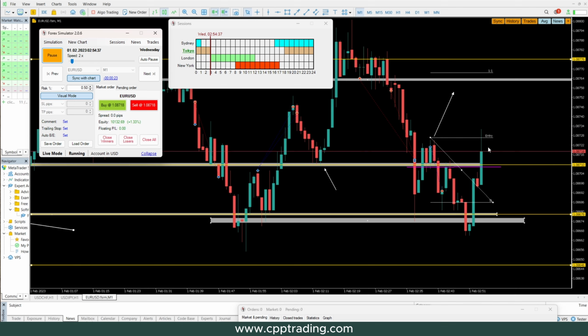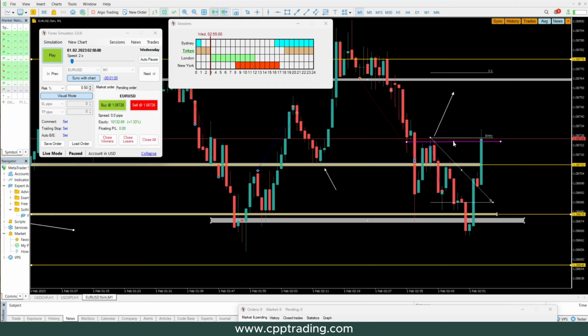Because maybe this candle is rejecting. We don't know. We have only about 5 seconds left. I will wait for this candle to close. And let's see, there we go. The candle has closed very nicely above.